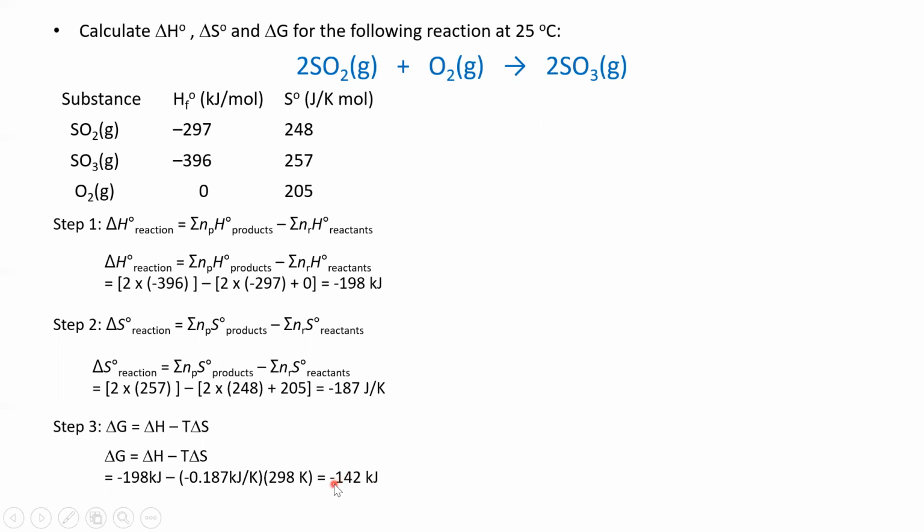So what does that negative sign tell us about the reaction? It tells us that the reaction is spontaneous at these conditions. So the enthalpy is favored, it's exothermic. The entropy is not favored because we're decreasing the disorder in the system, but the overall energy is going down, which means that the process is going to be a spontaneous process.